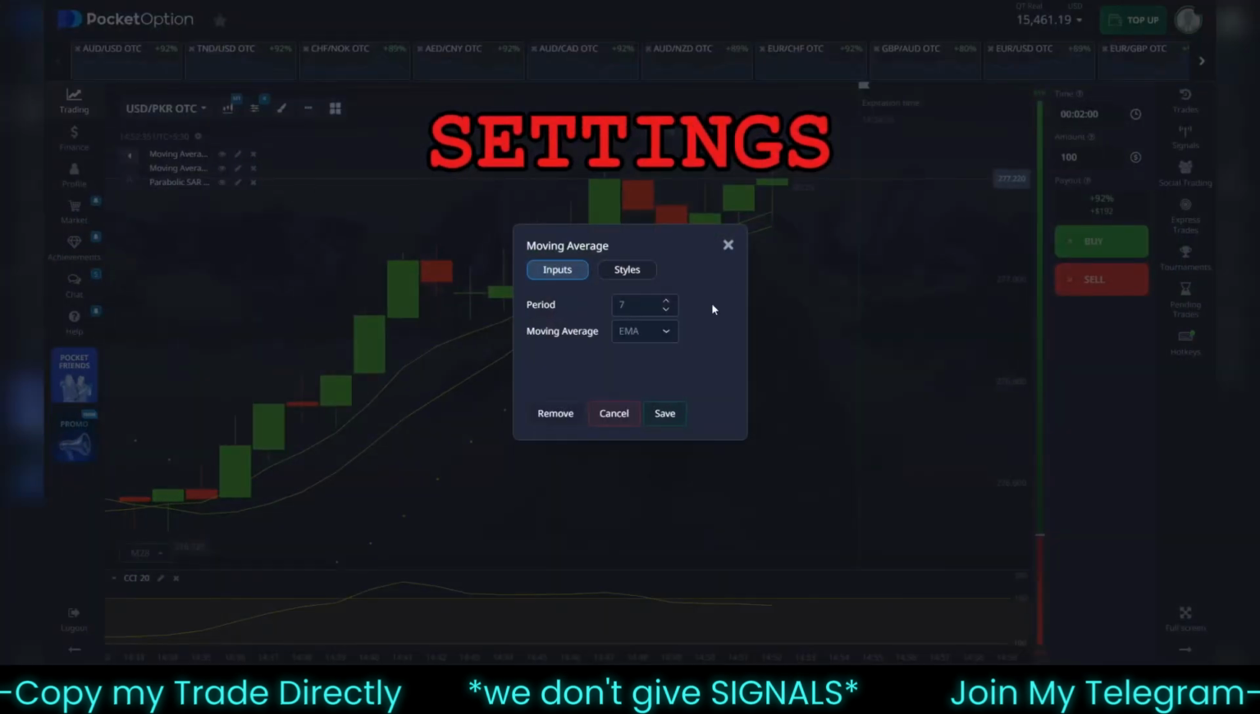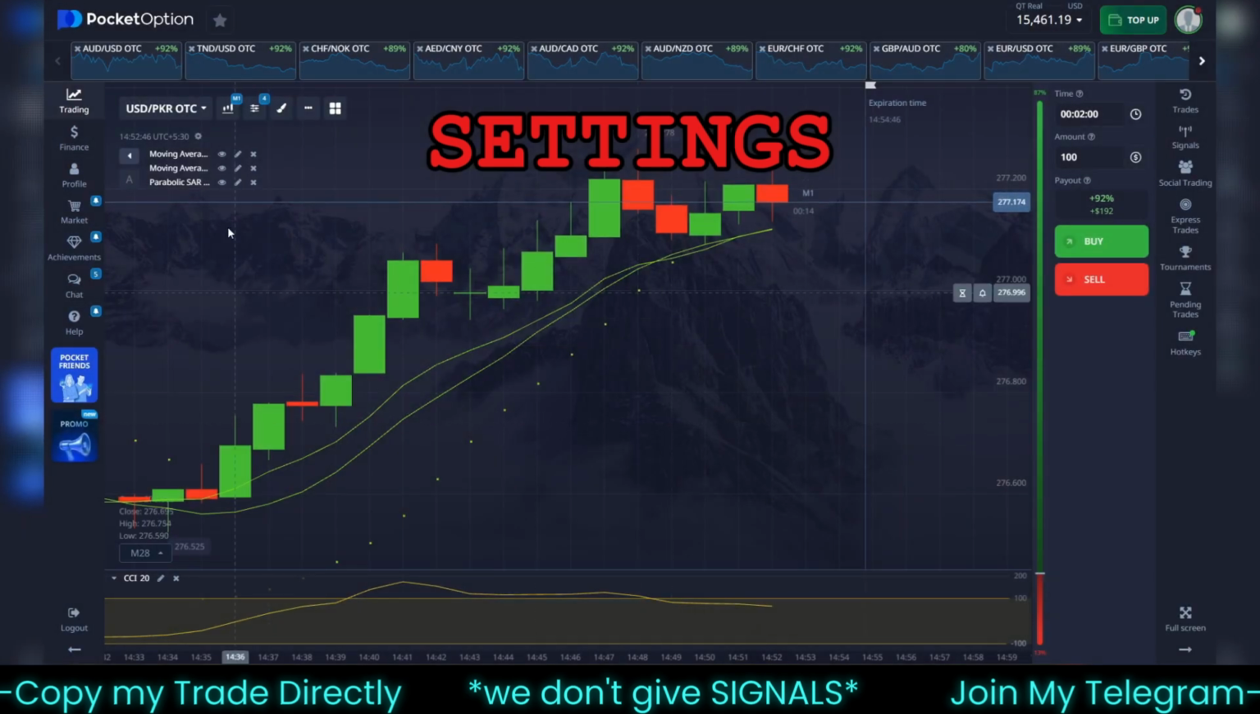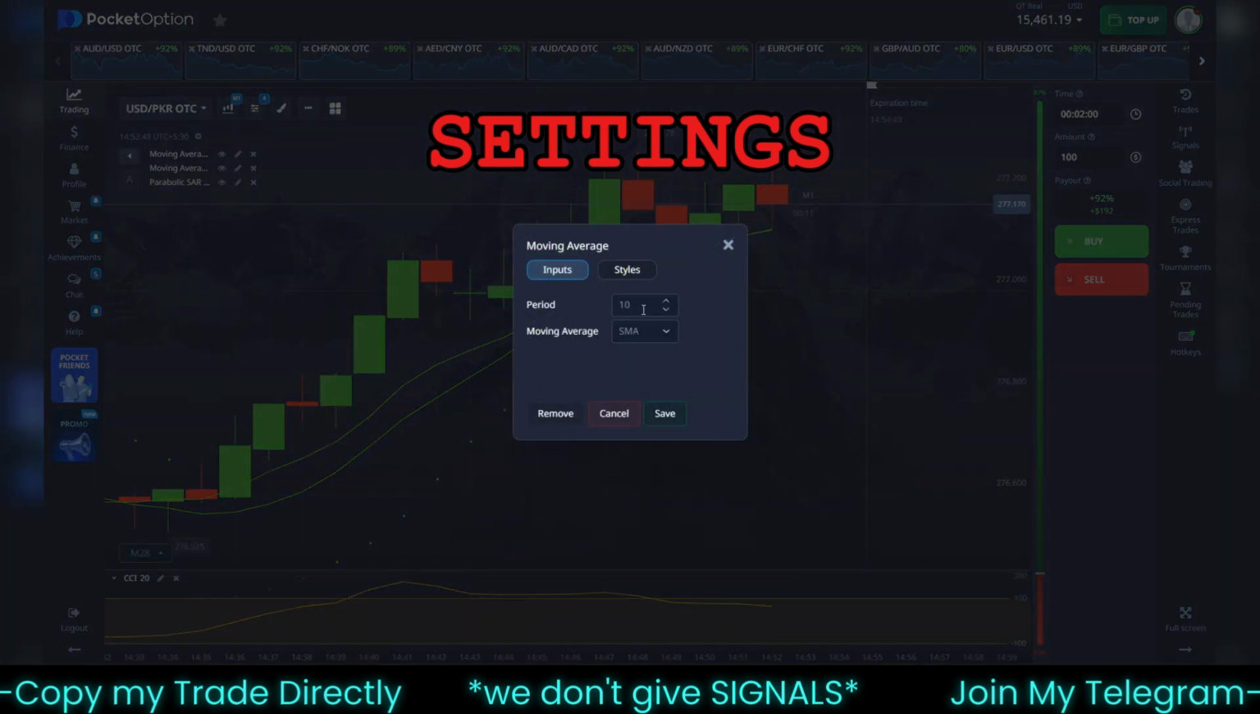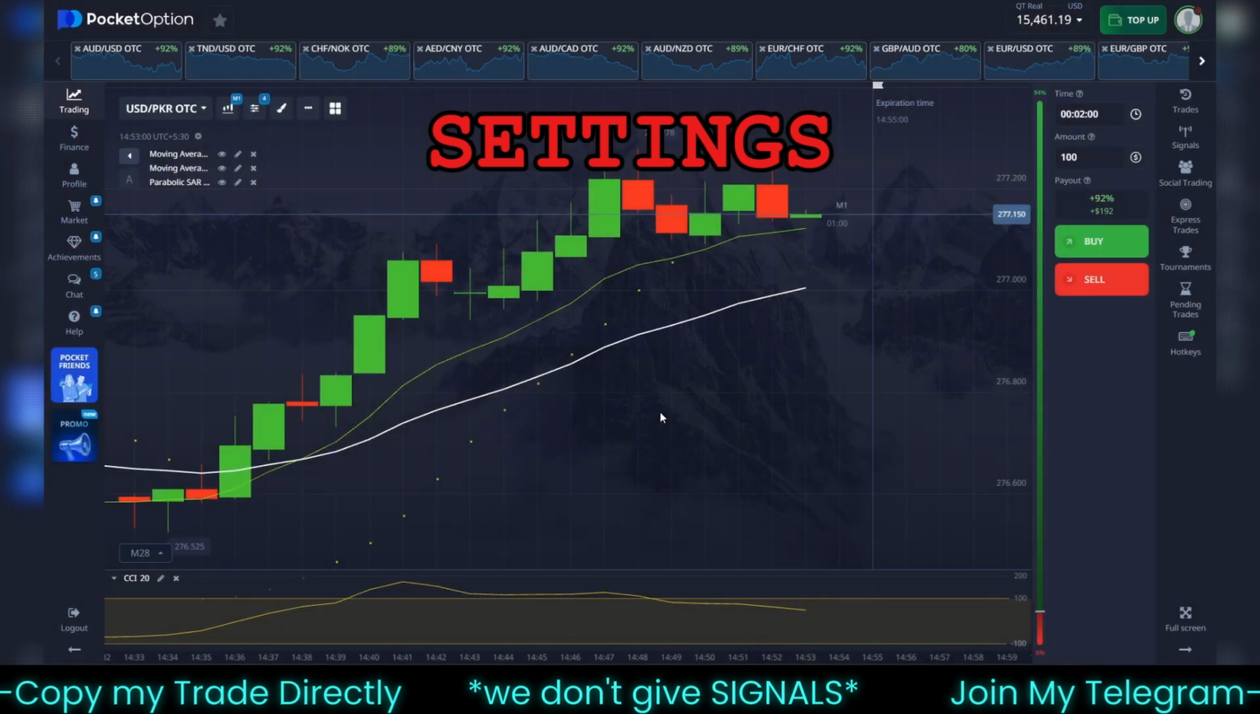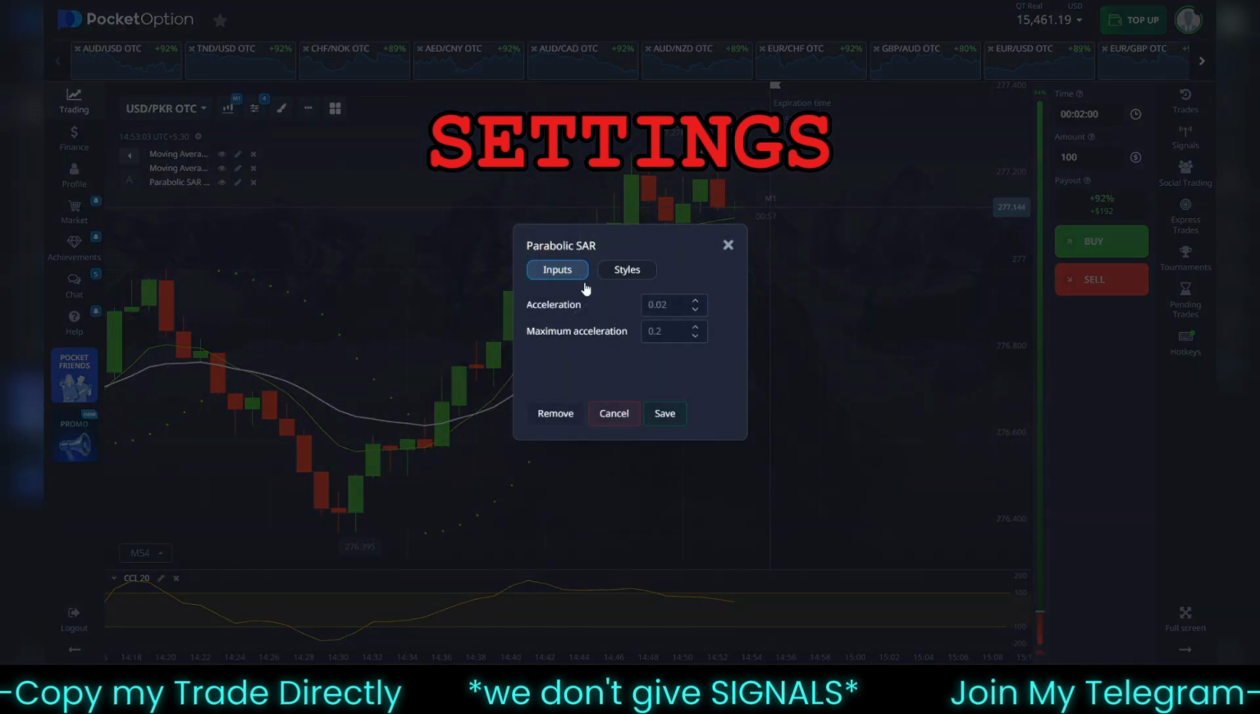Now come to the moving average and change its period to 9, and change it from SMA to EMA. Come to style and keep it green, and then save this. After doing this, come to another moving average, change its period to 21, change it from SMA to EMA, come to style, make it white and increase its size to 2 pixels, and save this. After doing this, come to the parabolic SAR settings, keep its acceleration and max acceleration as this. Come to style and keep its color green and change its size to 2 pixels and then save this.